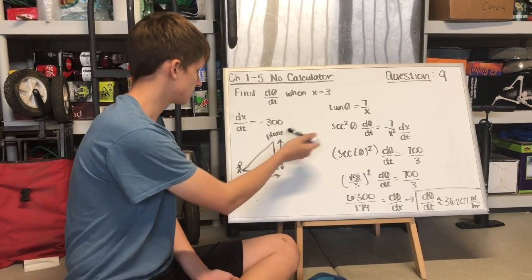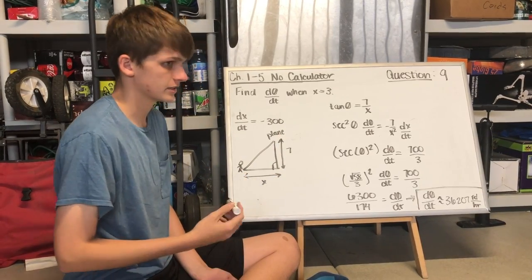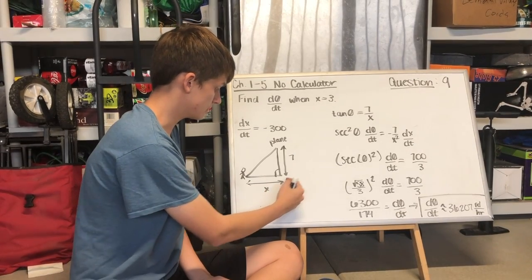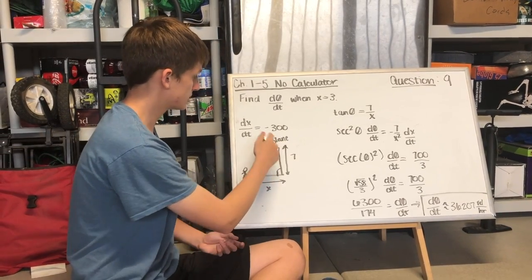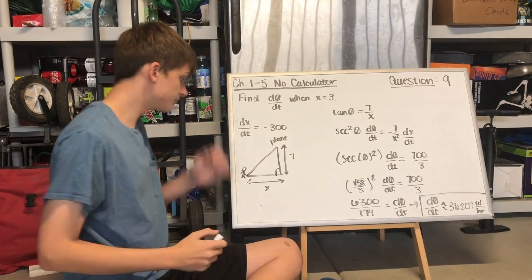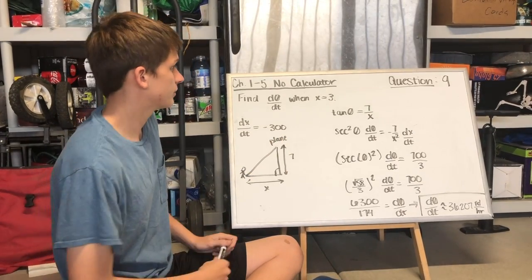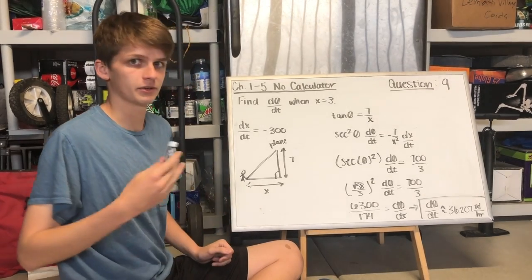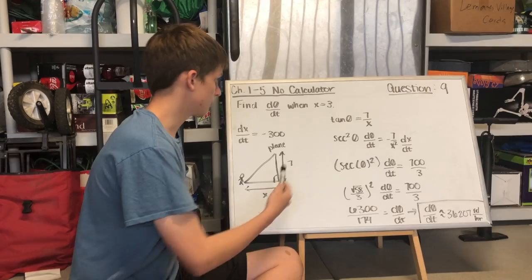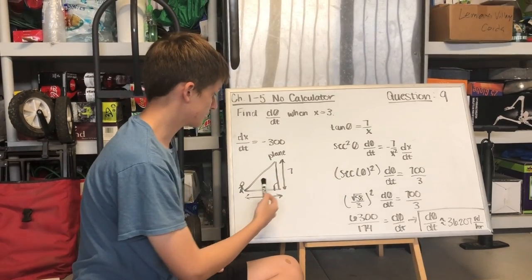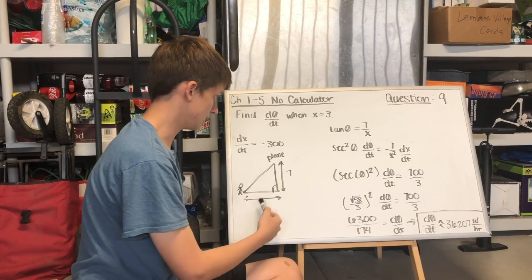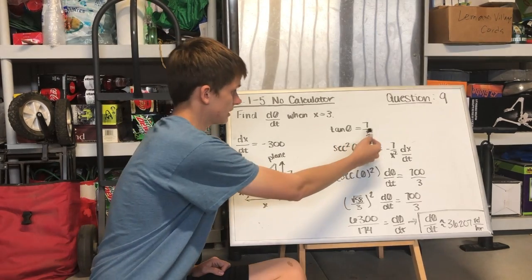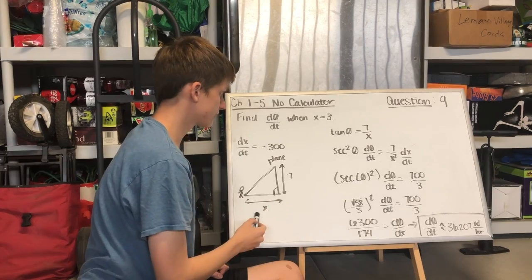And since the plane is approaching the person, we know that since it's moving at 300 miles per hour, this means that x is going to be shrinking since it's going toward the person, which causes this to be negative. So we're going to start with a trig function to set up the d theta over dt. So I'll pick tangent in this situation because we have opposite and adjacent. So tangent of theta equals 7 over x.